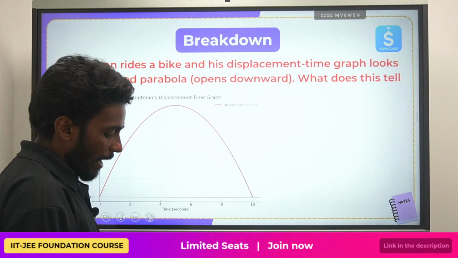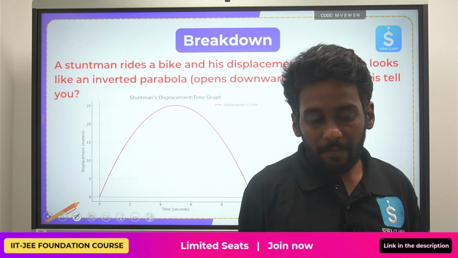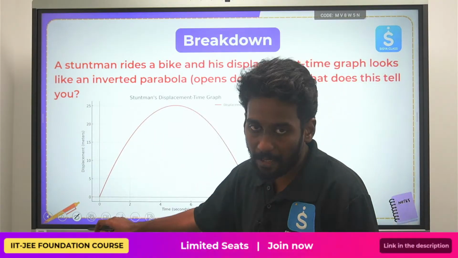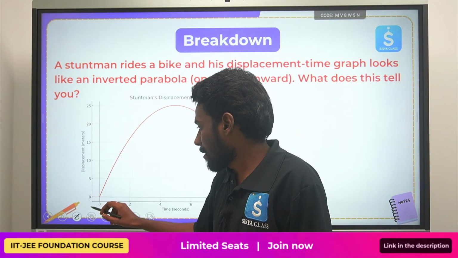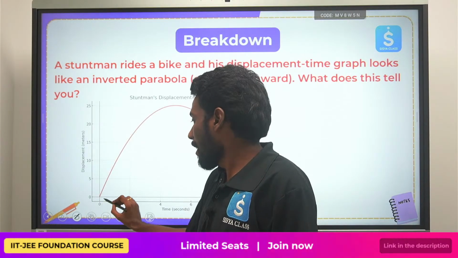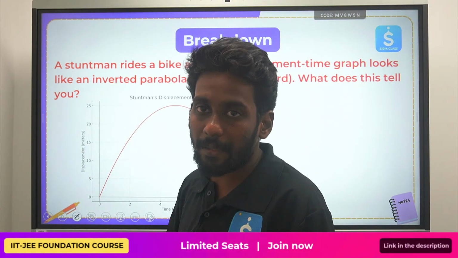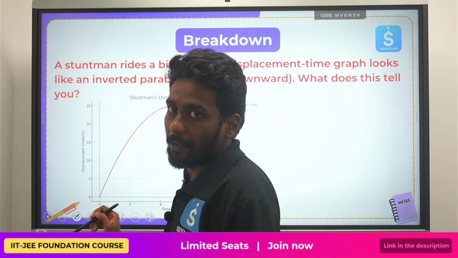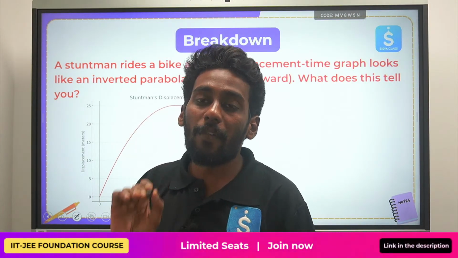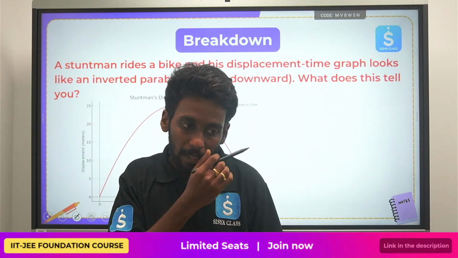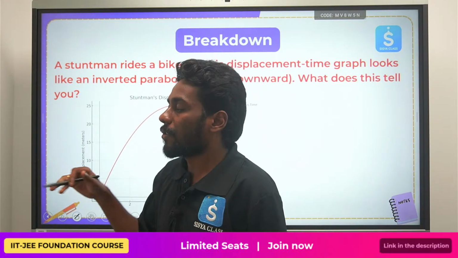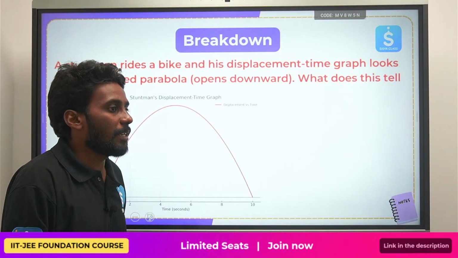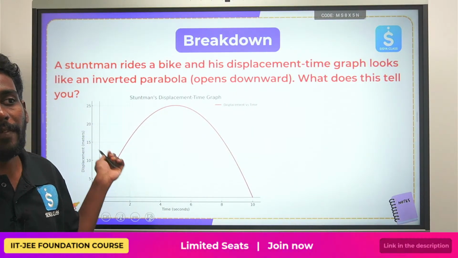So this is the graph as per the question. The stuntman's graph is looking like an inverted parabola. Got it? So let us assume that the stuntman started his journey at the 0 second mark. Now as it is a curve, right? Parabola means a curve. So the stuntman is not moving with a uniform motion, nor is he under a uniform velocity. Here the stuntman's motion is non-uniform and completely variable.